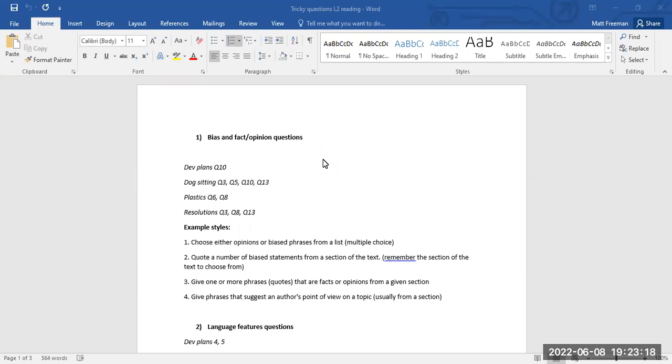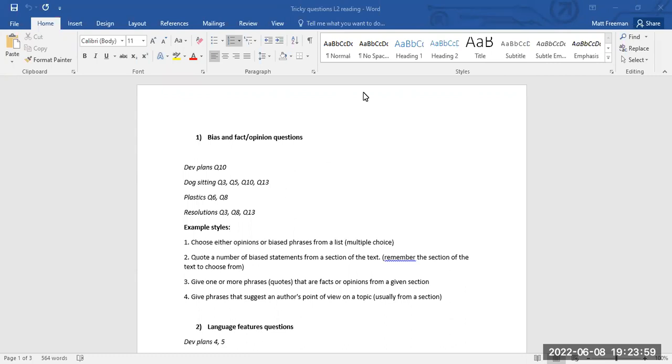So there's a couple of ways they may ask you to do this. They may present you with a list of potential phrases or sentences from the text and ask you to pick the ones that are opinions or the ones that are biased. They may ask you to look at a section of the text and remember, only pick from that section and choose biased statements from that section. They may also ask you to give one or more phrases that are facts or opinions from a given section, or they may ask you to give phrases that suggest an author's point of view on a topic. And again, that's usually from a section.